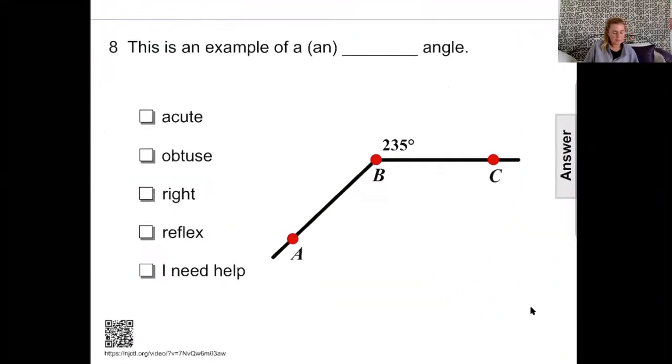Question number 8, this is an example of a, let me see. Oh, well, now she doesn't, there we go. Hang on.